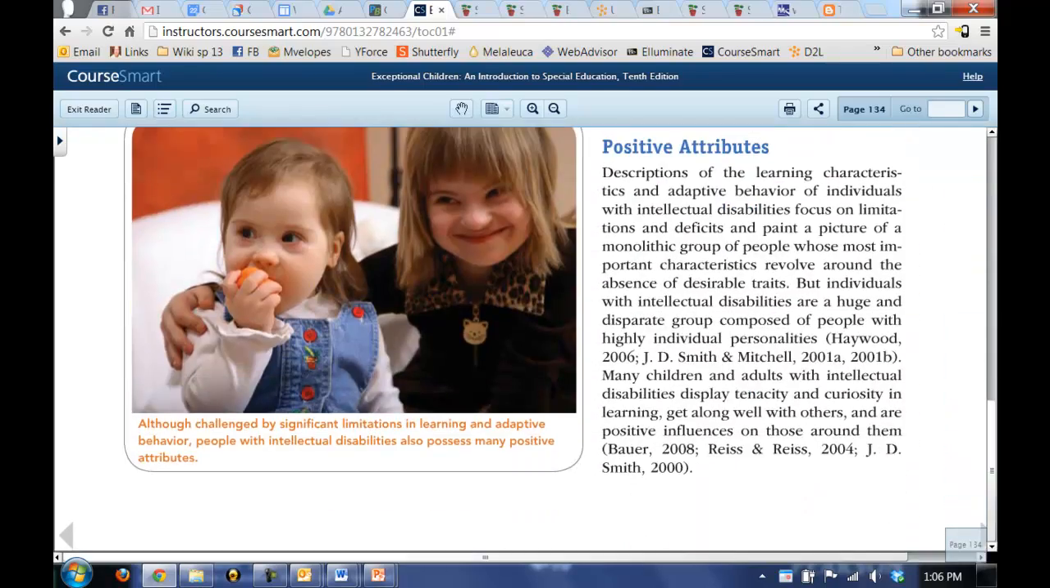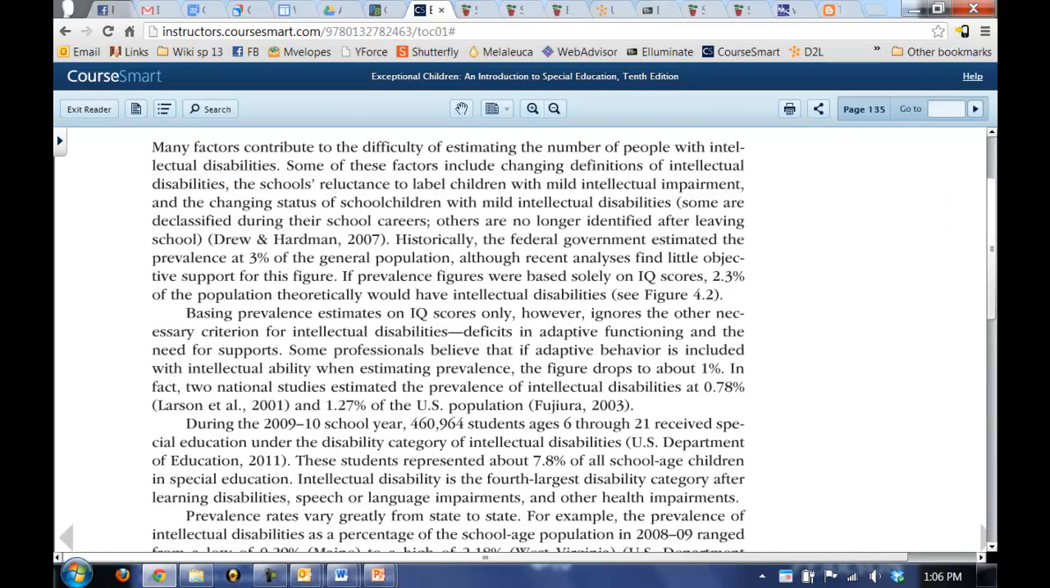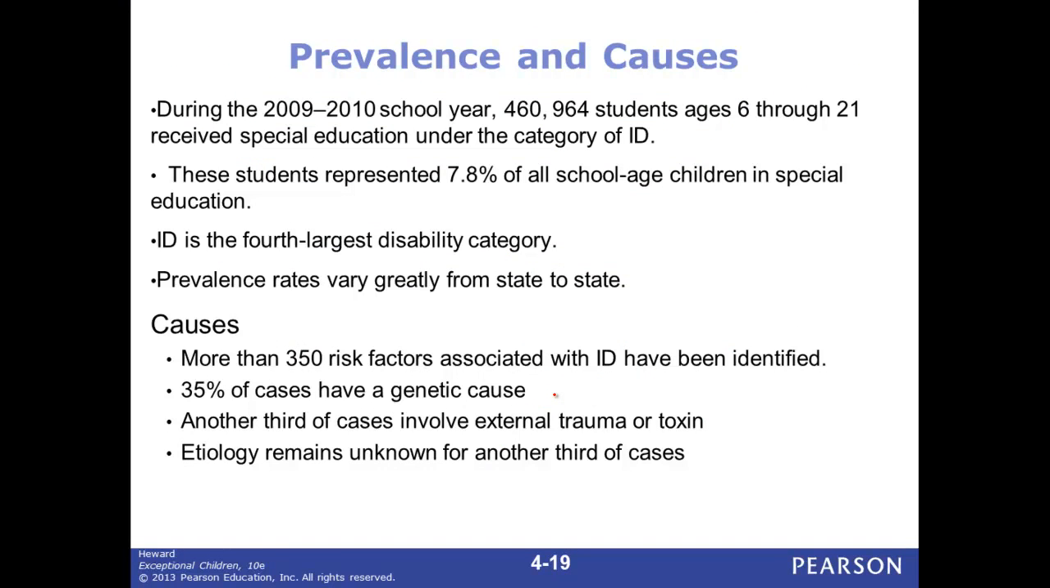Let's move on here. The prevalence. How many of these kids? Well, this does a great job of talking about this. Here is the 2009-10 school year. 460,964, so not quite 500,000 students aged 6 to 21 receive special ed under this category. So it's about 7.8% of all school-age children in special ed who are considered intellectually disabled, or intellectual delays, MR.